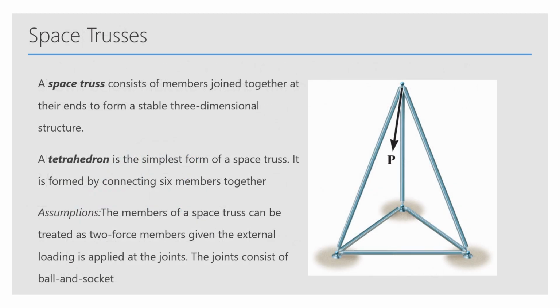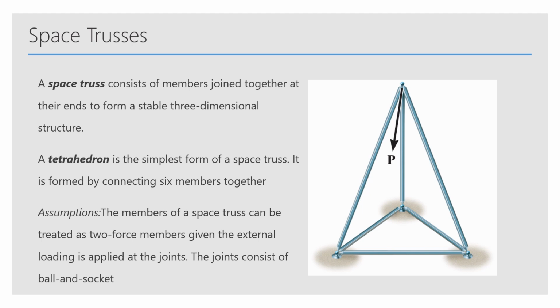Section 6.5 discusses space trusses. A space truss consists of members joined together at their ends to form a stable three-dimensional structure. So this is kind of looking at trusses, but this time in a 3D version. The simplest form for this, instead of a triangle, is a tetrahedron, and it looks like the image on the right.